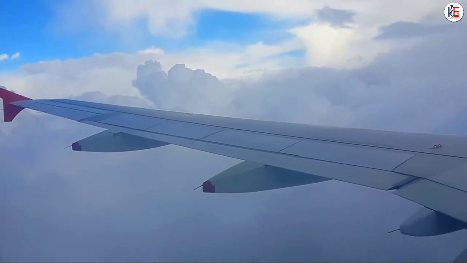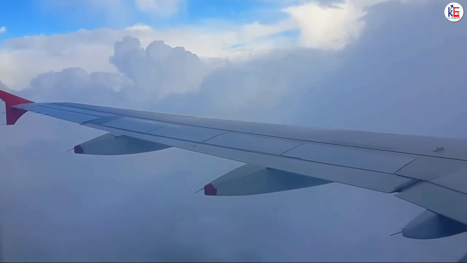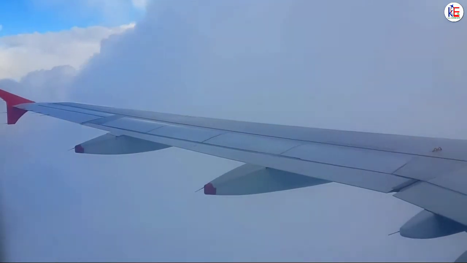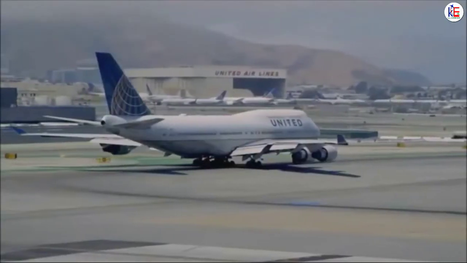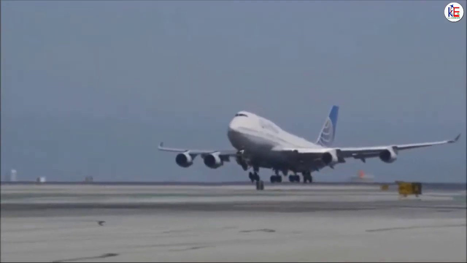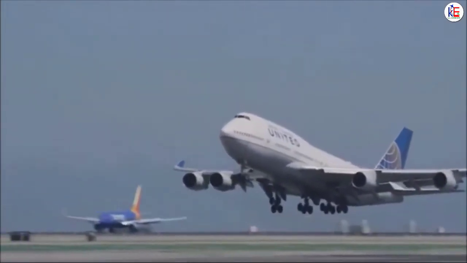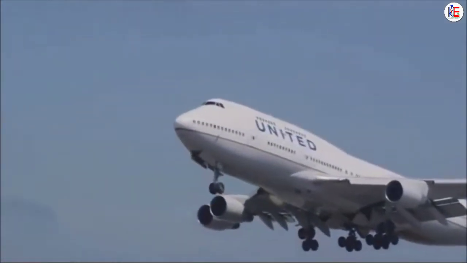Now let's look at the processes the aircraft goes through before getting airborne. When a plane is cleared to take off, the pilot accelerates and the plane moves at a very high speed, and shortly the plane gets airborne.